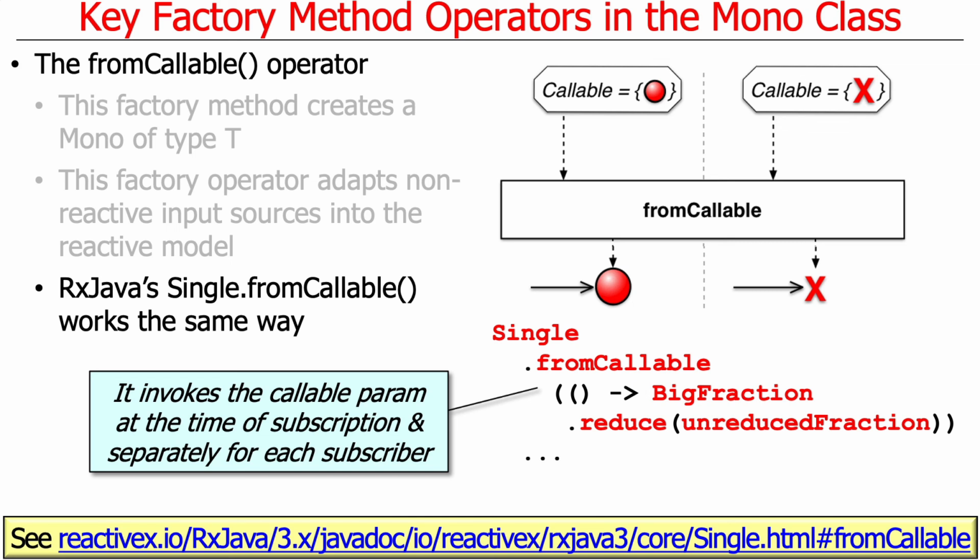There's a fromCallable operator that's part of RxJava's Single class that works exactly the same way, so it does it in a lazy manner. Now, this lazy manner may seem a little bit esoteric at the moment, and I agree it is, but when we get into the concurrency discussions later, you'll see why it's very important.